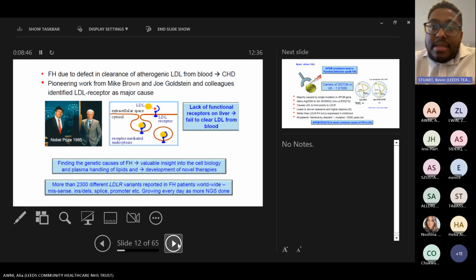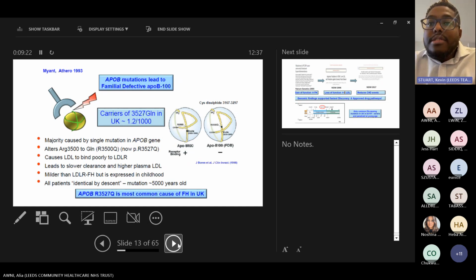And we can see in this slide that it was discovered by Mike Brown and Joe Goldstein in their pioneering work, recognizing that reduced clearance led to atherogenic formation and coronary heart disease. And as you can see, there are 2,500 mutations known to cause FH in these patients. So it's a very high site for genetic mutations to occur. Next slide.